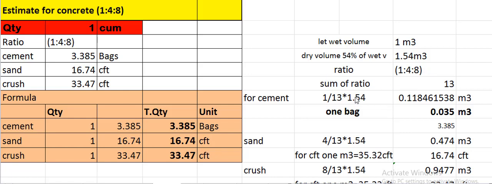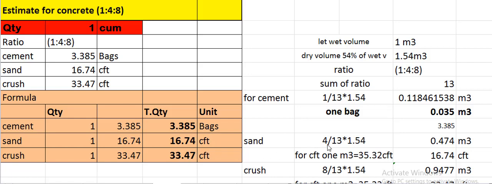The ratio is 1:4:8, the sum of the ratios is 13. This is the way of calculating the quantity of concrete. For the cement, 1 divided by 13 multiplied by 1.54. When 54% is added it becomes 1.54. This quantity comes in cubic meters, so you can see 0.118 cubic meters. We know that the volume of one bag is 0.035 cubic meters. When we divide this quantity by this, we get 3.385 bags in 1 cubic meter of concrete.